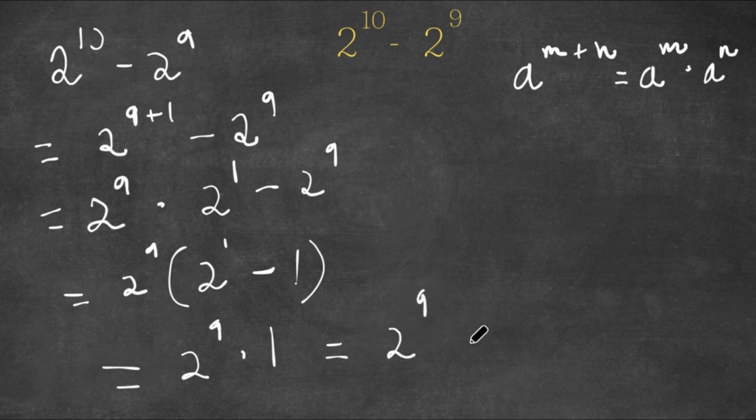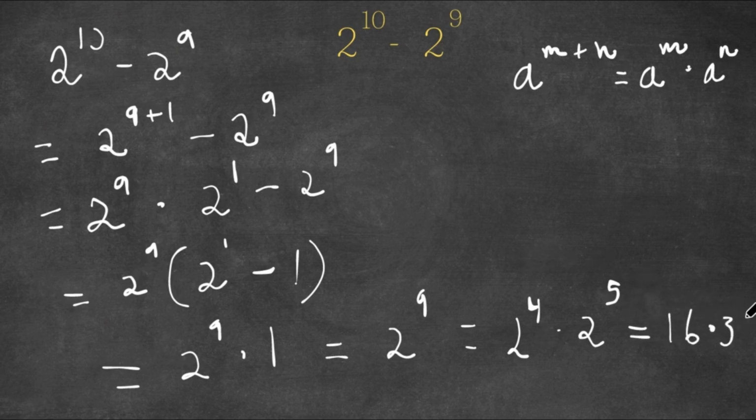Now, 2 to the power of 9 is equal to 2 to the power of 4 times 2 to the power of 5, because, remember, a to the power of m plus n is equal to a to the power of m times a to the power of n. So now, 2 to the power of 4 is 16. 2 to the power of 5 is 32. So we have 16 times 32. We have 32 times 16.